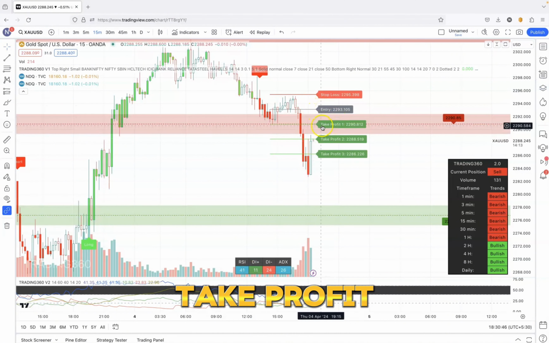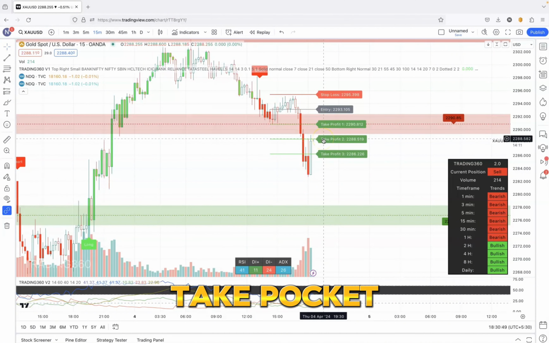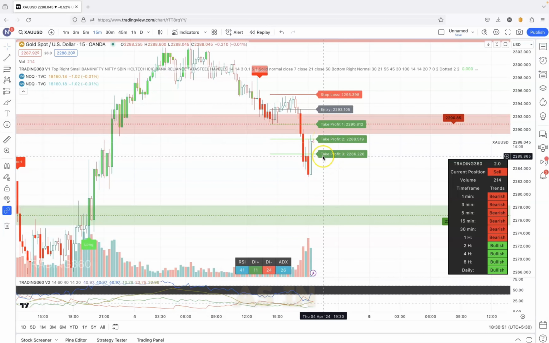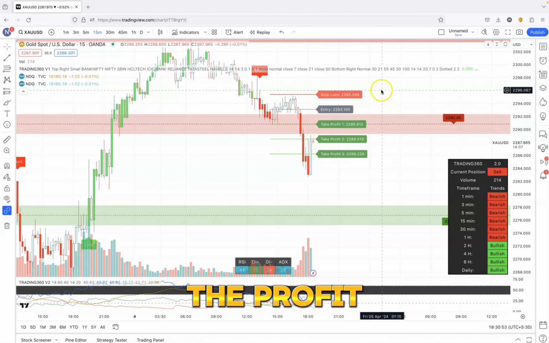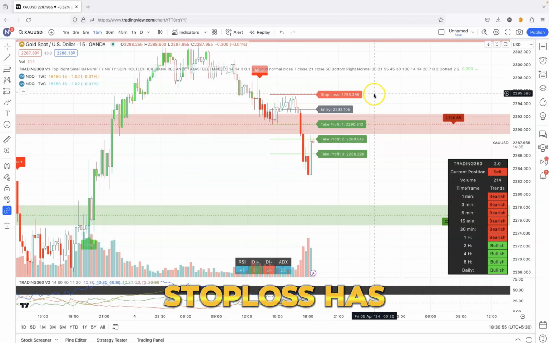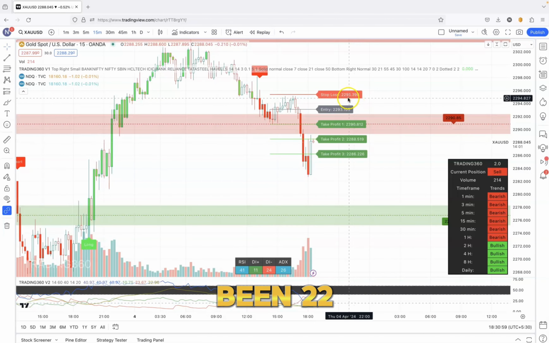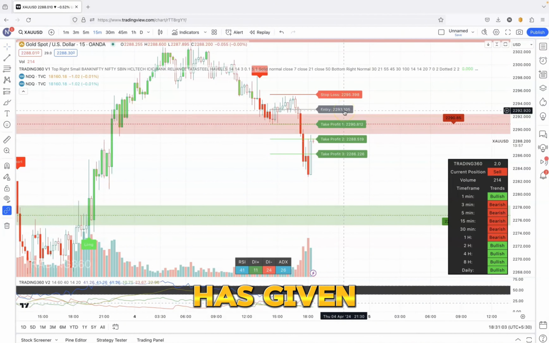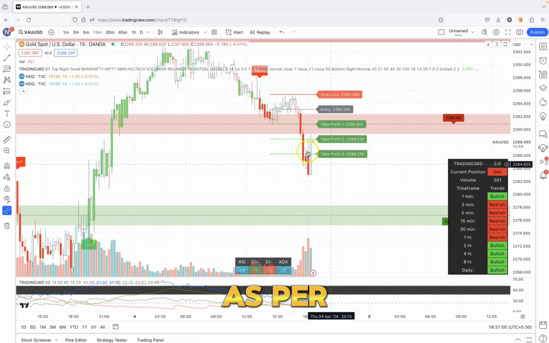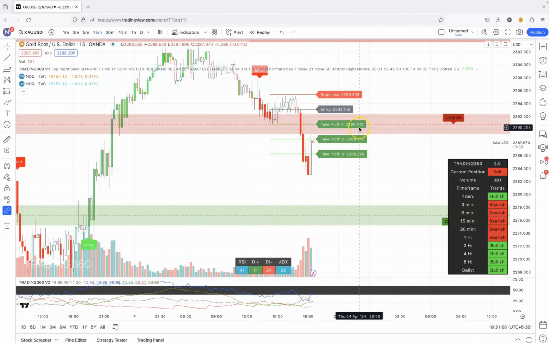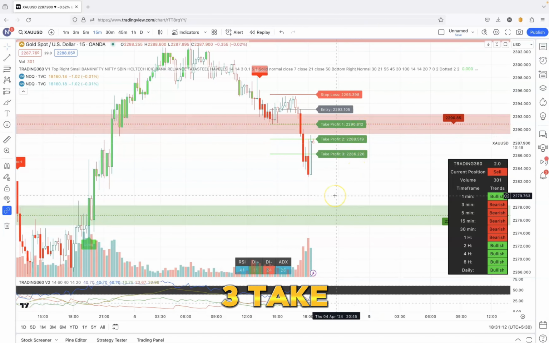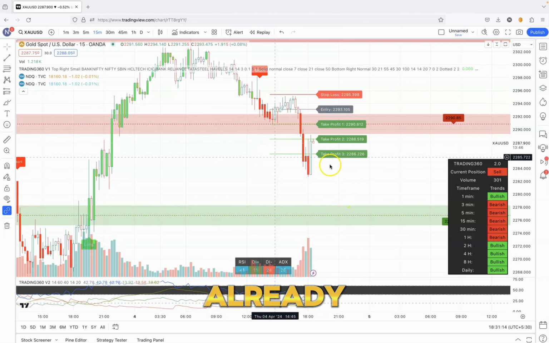Take profit 1 has already been hit, take profit 2 was also hit, and take profit 3 has already hit the profit. You can see that the stop loss has been accurately placed here. The stop loss is 2295.398. The entry point has been given already. As per this indicator, take profit 1 has been hit already. All 3 take profits have been hit already.